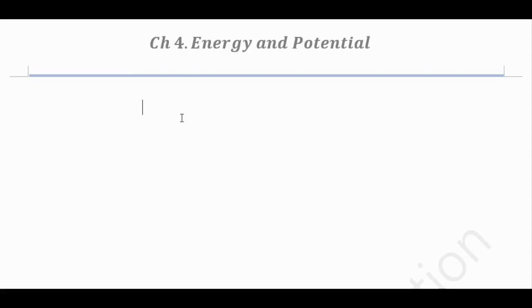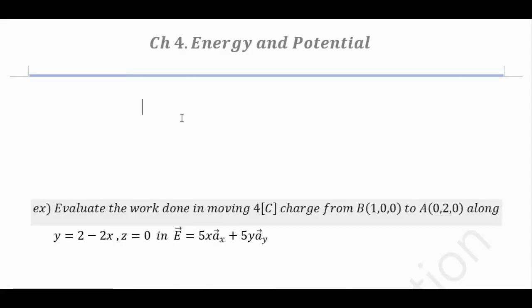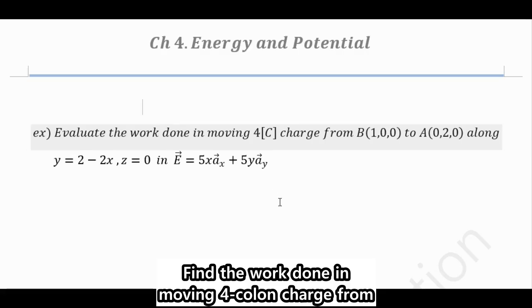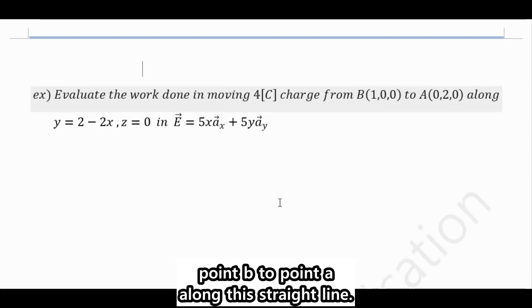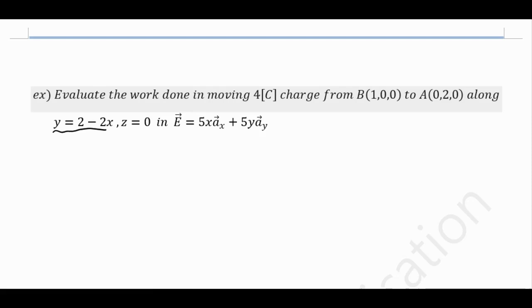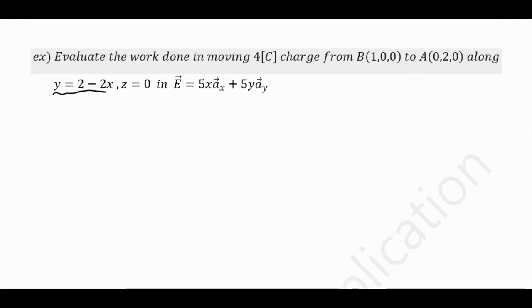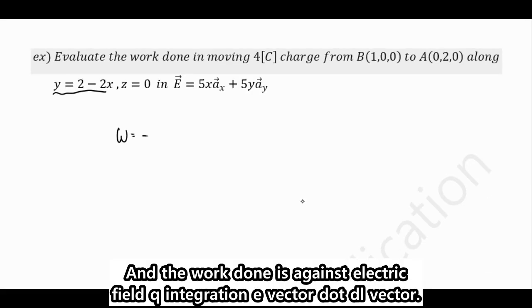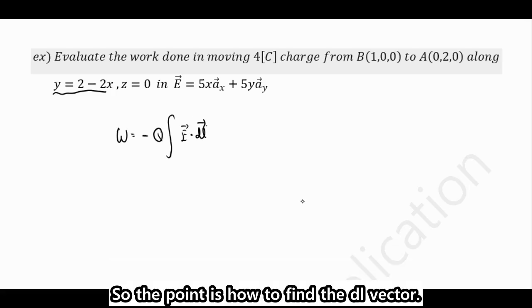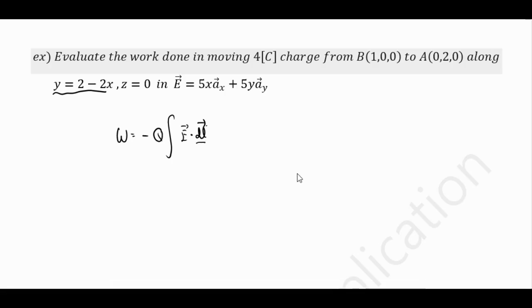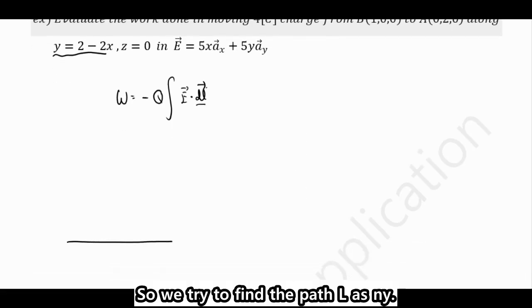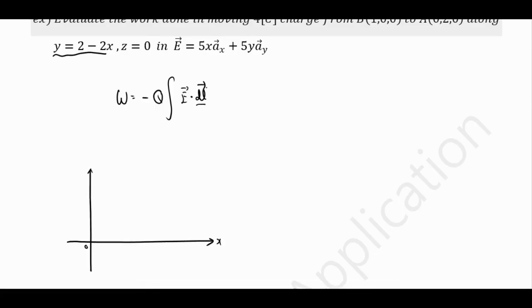So we take an example to evaluate. Find the work done in moving 4 coulomb charge from point B to point A along the straight line. The electric field is given, and the work done is against the electric field: Q integration E vector dot dl vector. So the point is how to find the dl vector. So we try to find the path L, x and y, z, and 1, 0, 0.